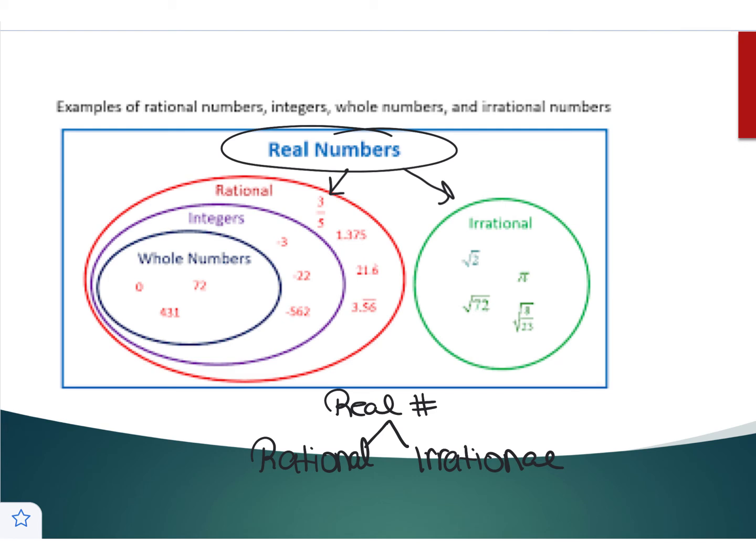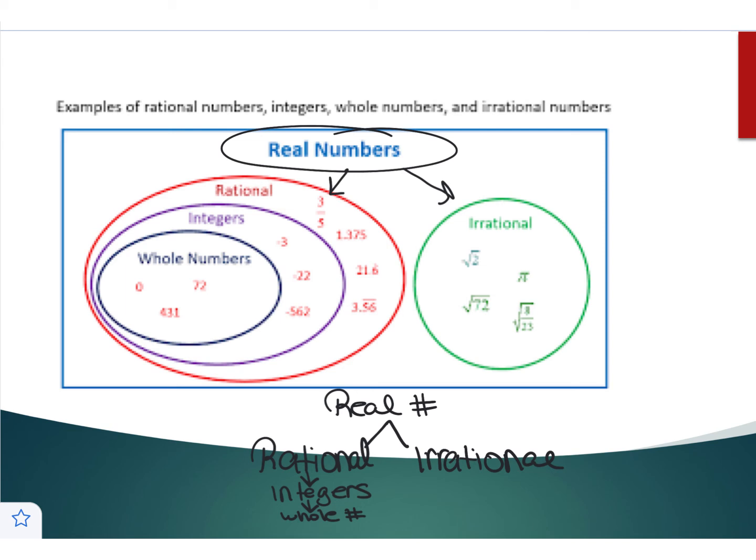But rational could be broken down to integers, -3, 22, -56, and integers can be broken down to whole numbers. Okay, so remember, integers start to include our negatives. Whole numbers are just 0 and up as positive numbers. So those types of numbers could fall into more than one category. If you follow the bubbles on your screen, the whole number bubble's the tiniest, but that's incorporated into integers, the purple bubble, which is a little bit bigger. And both of those are incorporated into rational, which is that red bubble.